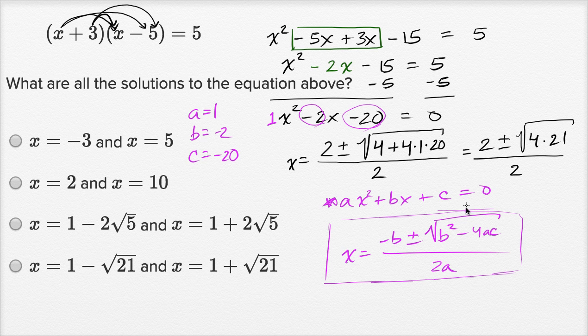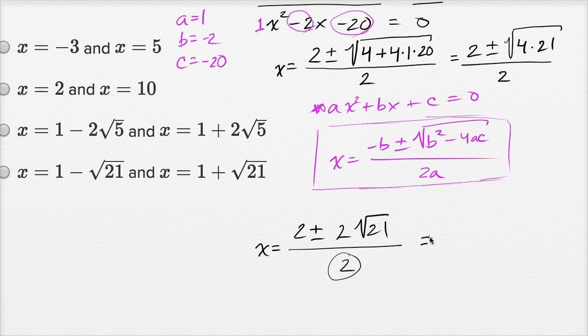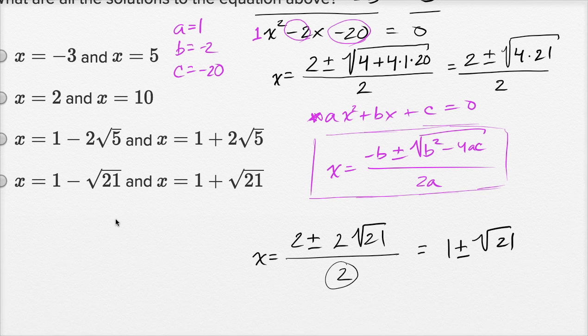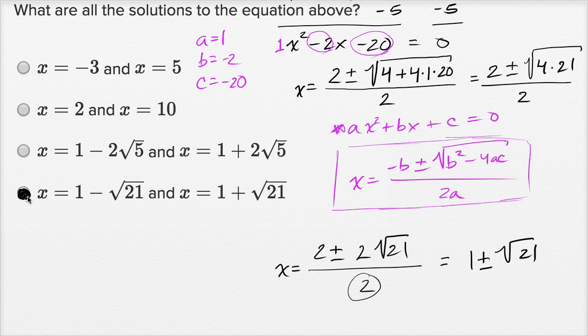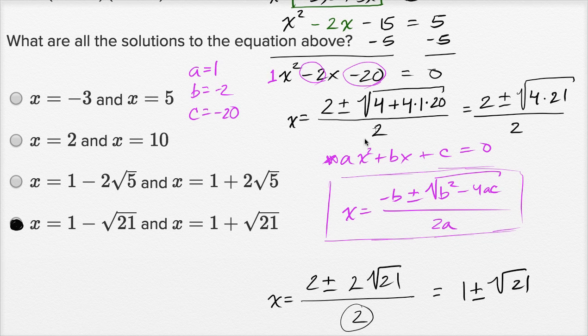I'll scroll down a little bit to get a little more space. x is going to be equal to 2 plus or minus the square root of 4 times the square root of 21, which of course is 2 times the square root of 21, all of that over 2. If you divide each of these by 2, it's going to be 1 plus or minus the square root of 21, which is this choice right over there. So it looked like a fairly benign thing, but we had to multiply it out, set it up in a form where the quadratic formula would apply, and we got a fairly hairy answer.